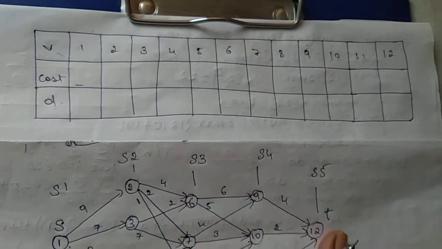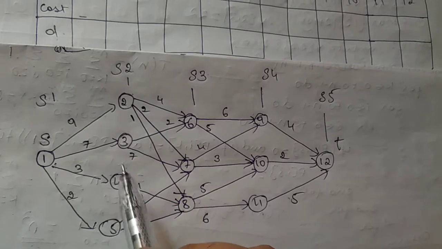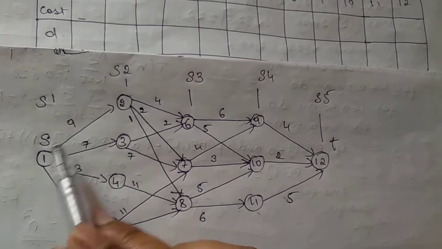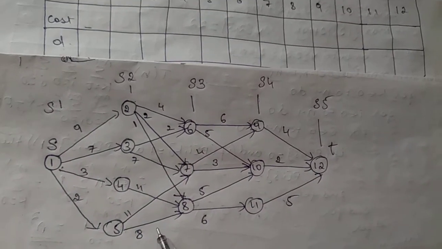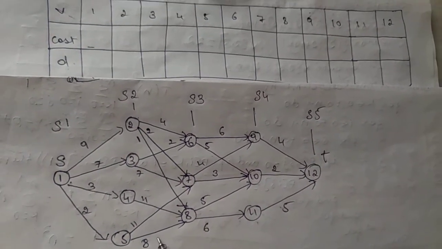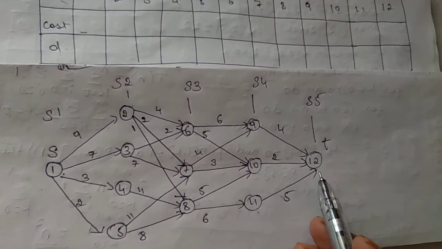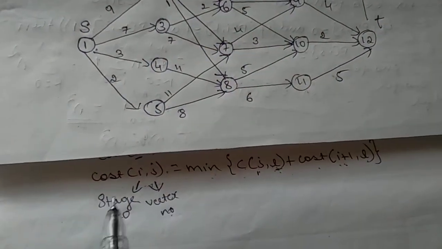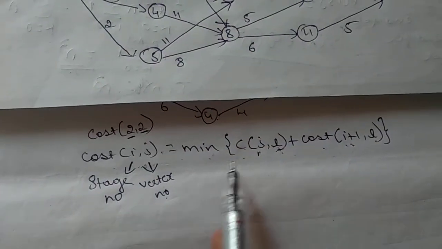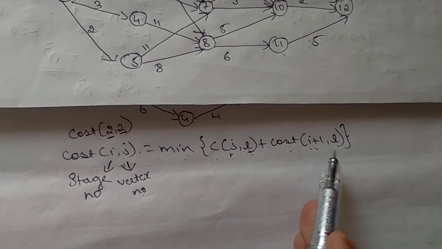Now if I start from 1, it is very confusing, because from 1 we have so many edges, from 1 we have 4, and again with 2 or 3 edges. So what we will do is use the backward technique, that is I'll start from 12, the sink, by using this formula. What is the formula? Cost of i, j is equal to min of c of j, l plus cost of i plus 1, l.